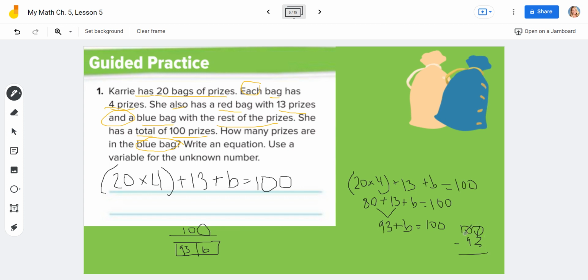Can't do that. Can't borrow, so I'll come right here. My 1 turns into a 0, which makes that 10. But I have to borrow again to make that a 10. 10 minus 3 is 7. 9 minus 9 is 0. And 0 minus nothing is 0. So that leaves me with B equaling 7.